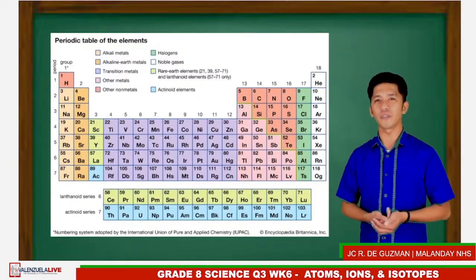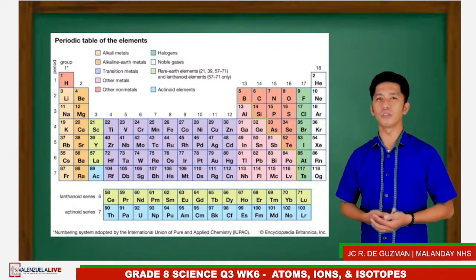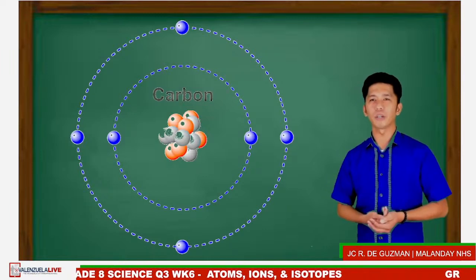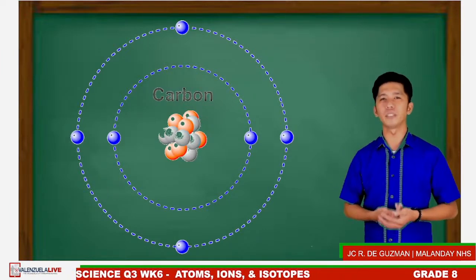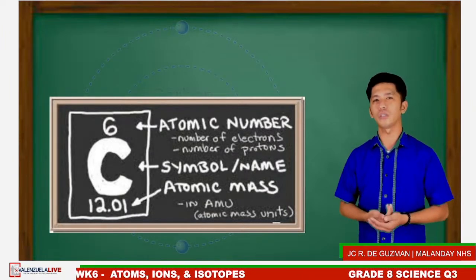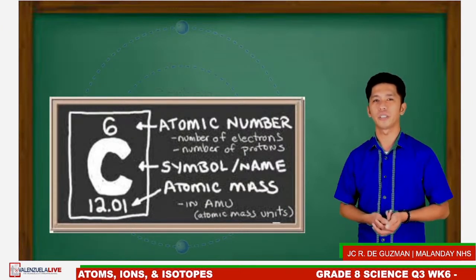Each atom is identified based on the number of protons it has. For example, the carbon atom, represented by the element symbol C, has 6 protons, 6 neutrons, and 6 electrons.